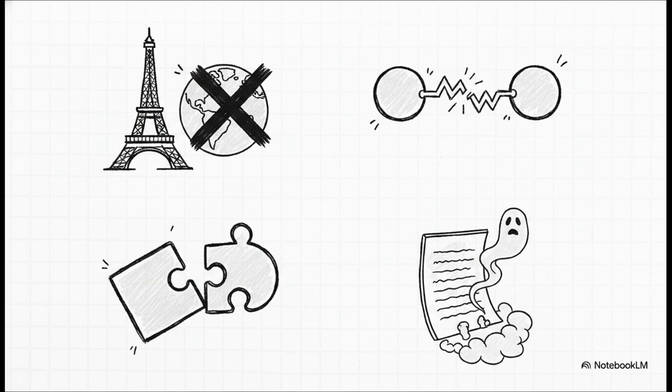But of course, things still go wrong. Here's a quick, rapid-fire look at how AI fails in some pretty predictable ways.